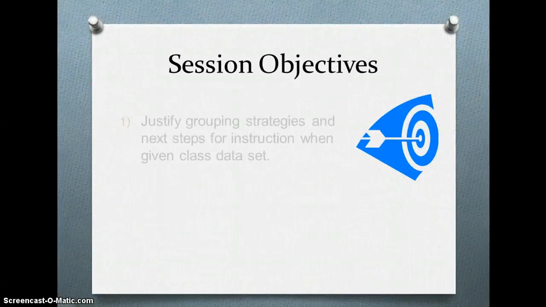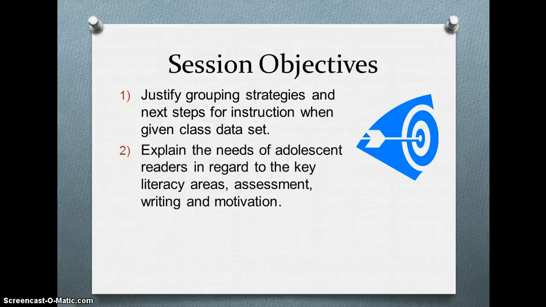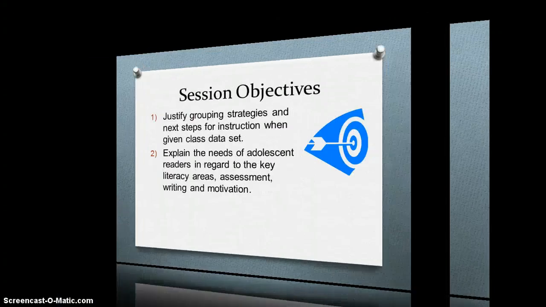We have two objectives for the week. First, to be able to justify your grouping strategies and next steps for instruction when given a class data set. And then second, to explain the needs of adolescent readers in regard to the key literacy areas as well as assessment, writing, and motivation. And that's going to come through in your article you're reading for the week.